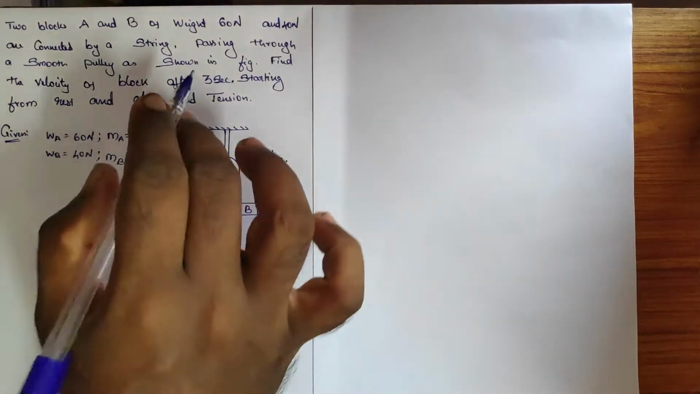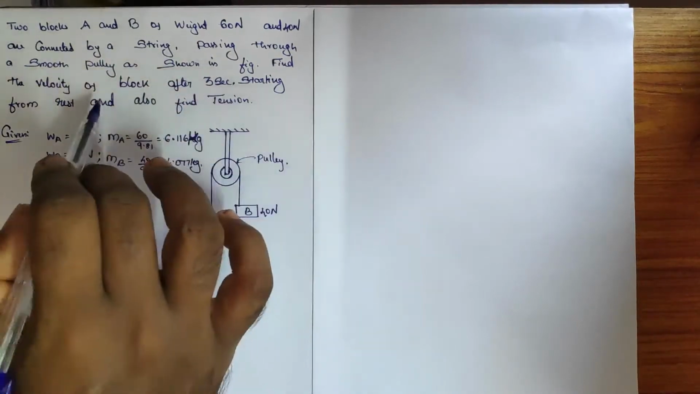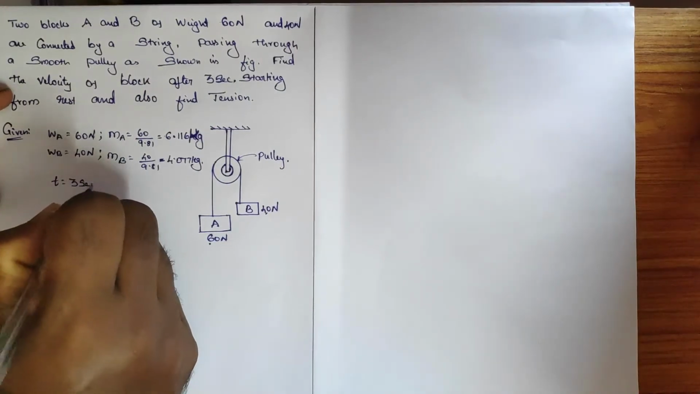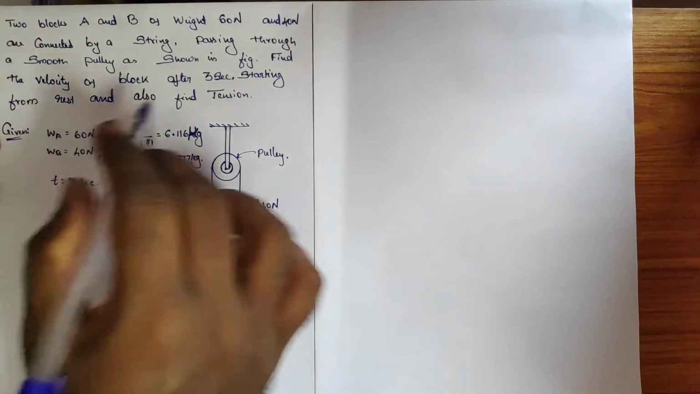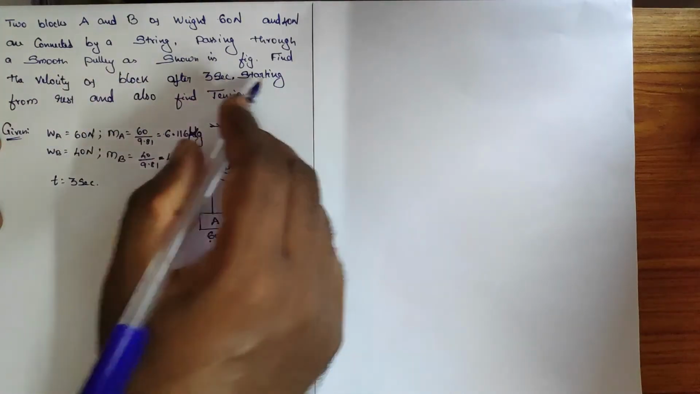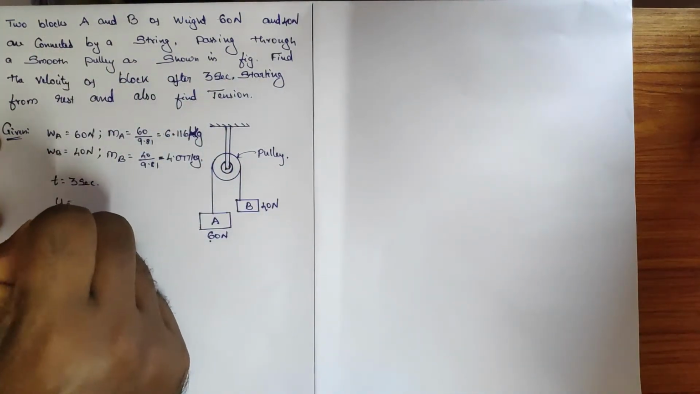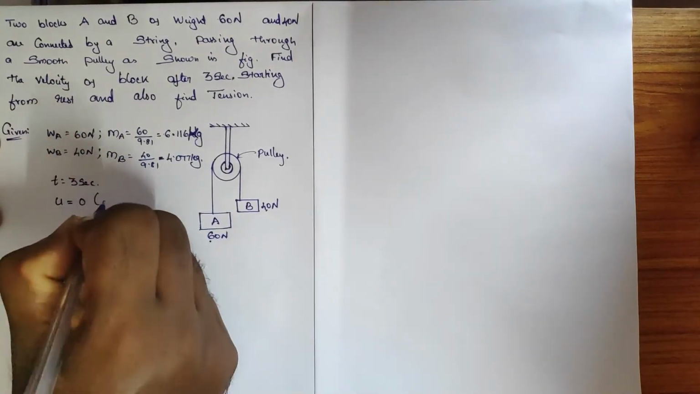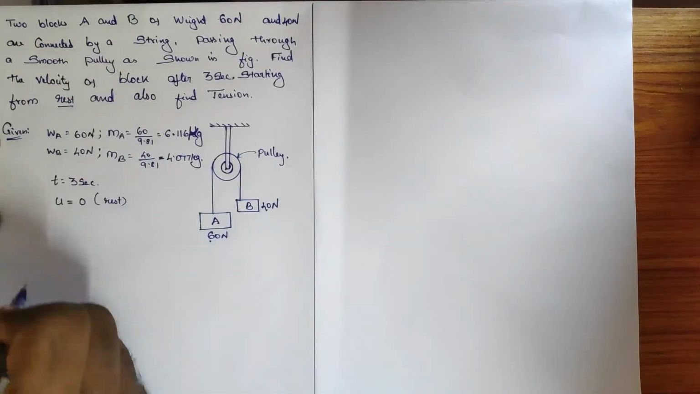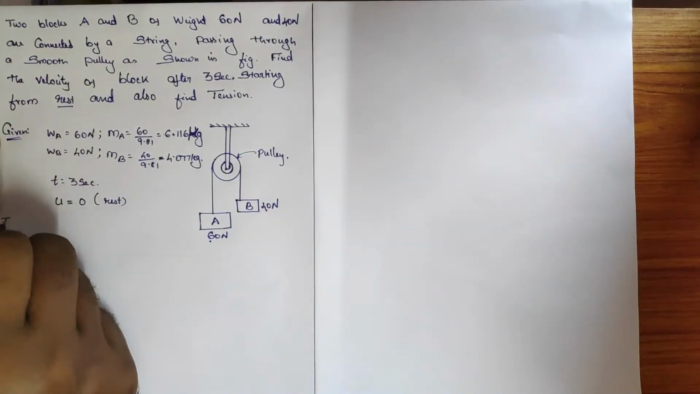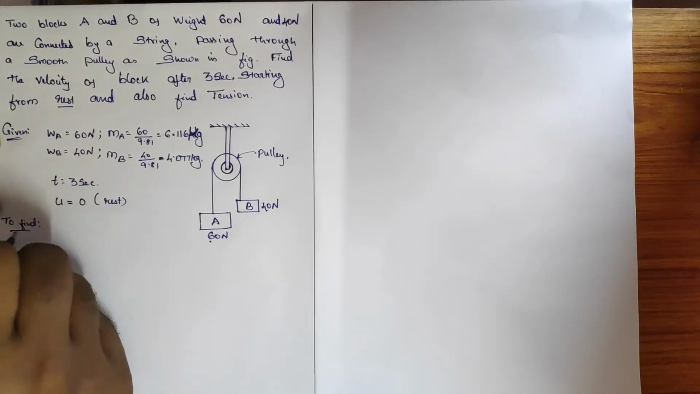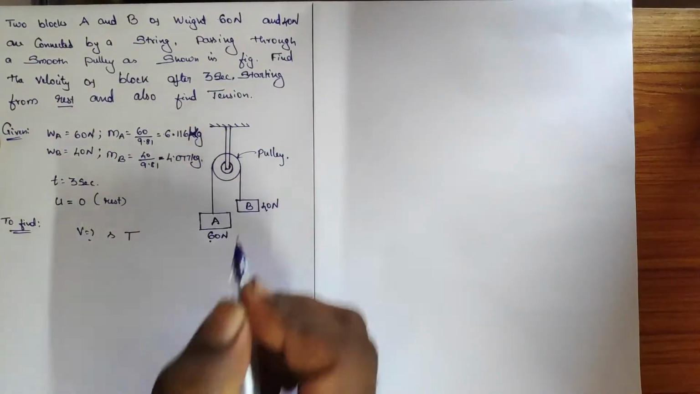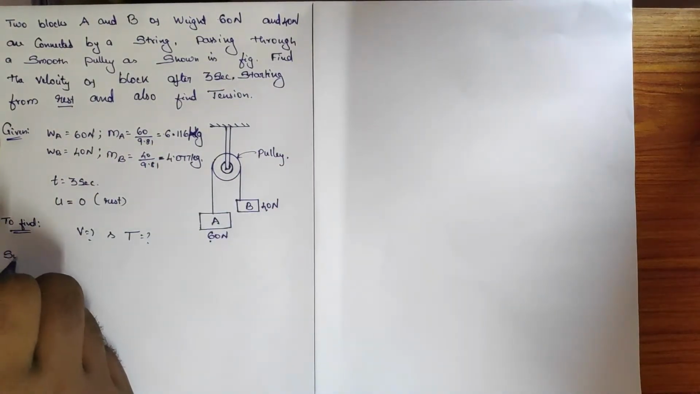Fine. What about any other details given in the question? The time is given, which is 3 seconds, and here it is given starting from rest. So definitely the initial velocity must be 0 since it is at rest. Okay, to find the velocity and the tension in the connected string, both the things we need to find out.